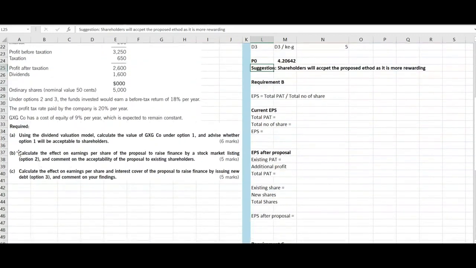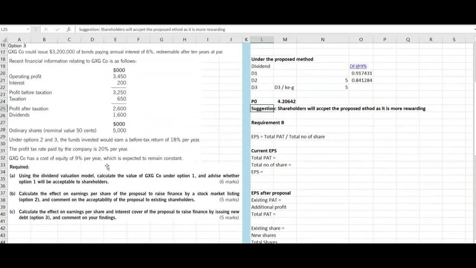So the next question is, calculate the effect on earnings per share of the proposal to raise finance by a stock market listing, option 2, and comment on the acceptability of the proposal to equity shareholders. So we have to find out the EPS. They are going to raise finance, and we have to find out how the EPS is affected.